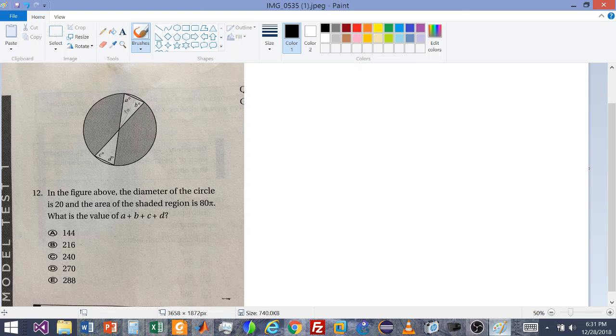Alright, good evening. This problem is pretty straightforward. I had some time to talk to a friend and realized I was making it a little more complicated than it needed to be. So the key fact that still remains the same is area of a circle equals pi r squared.